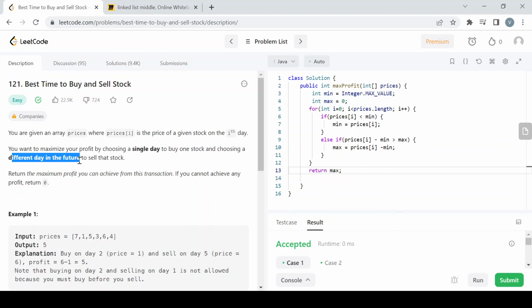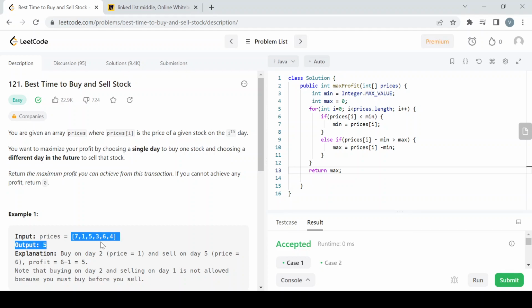day in the future to sell it. So this is an important point. We will only choose a different day in the future to sell that stock, because if I buy today, I can't sell it on the previous day, on yesterday's date. I can only sell that stock in the future. So let's see an example.